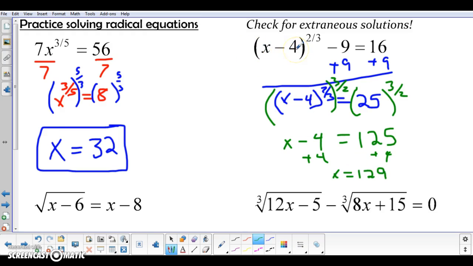129 minus 4 is 125. Raise it to the 2/3 power. Well, it's going to be the cube root, which is 5. Squared is 25. 25 minus 9 is indeed 16. This is the correct answer.